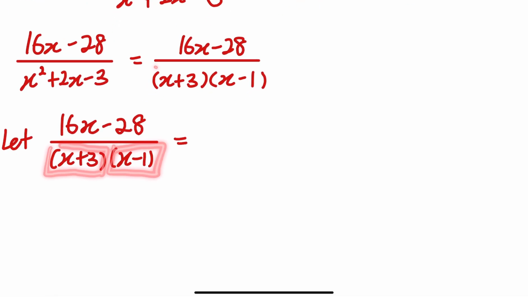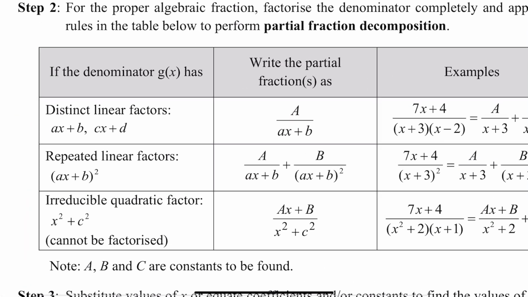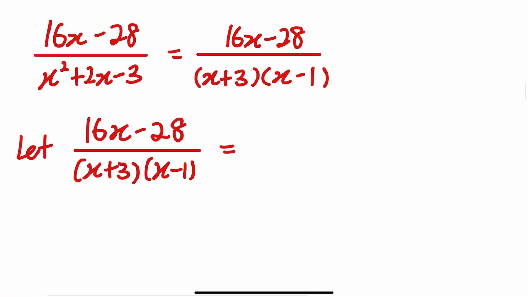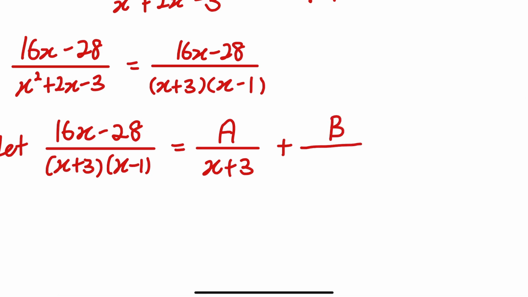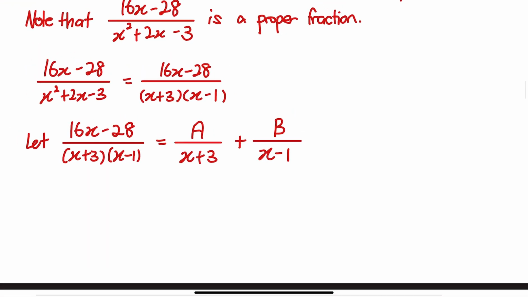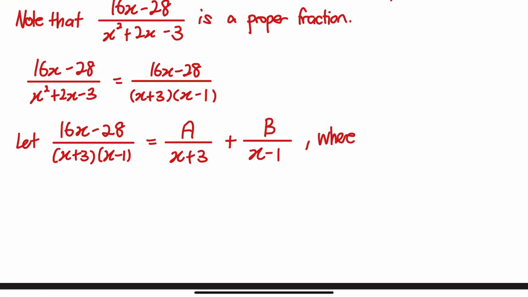So therefore, if it's a linear factor, I go back to the table. For a linear factor, I'll write my partial fraction to be an unknown constant over the linear factor. So over here, since I have two linear factors, I will turn this into A over the first linear factor, x plus 3, plus B, another unknown constant, over x minus 1. And therefore, you define over here, since I introduce A and B, where A and B are constants.